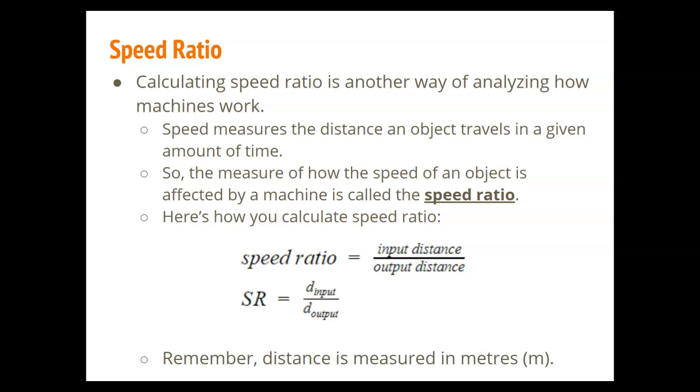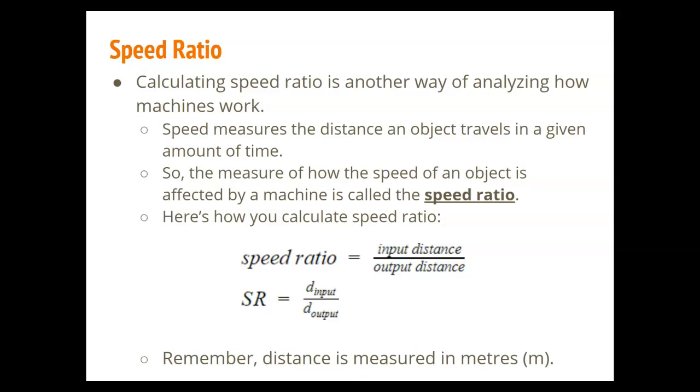If your mechanical advantage is high, then your speed ratio tends to be low. So calculating speed ratio is another way of analyzing how machines work. And remember that we're using the word speed here. So this is sort of the opposite. There's a bit of a trade-off when it comes to machines.